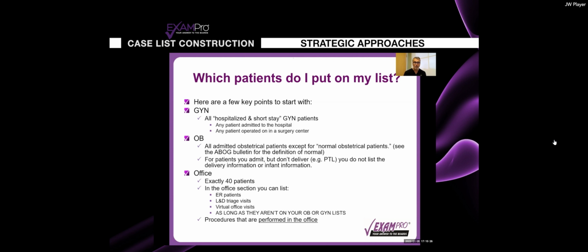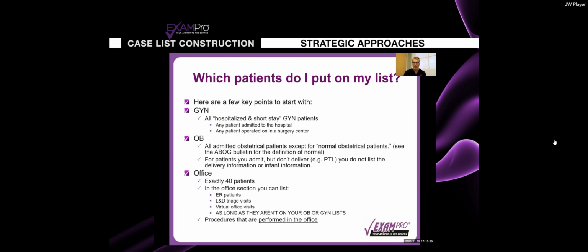They want 40 patients. And when you read the bulletin, you'll see that there are certain categories and you can only put 2 in each category. Take a look at that information. But basically in the office section, you can list patients, of course, that you see in the office. You can also list patients that you saw in the emergency room, provided they didn't get admitted to your GYN list. You can see patients you did L&D triage visits for, provided they didn't get admitted to your OB list.